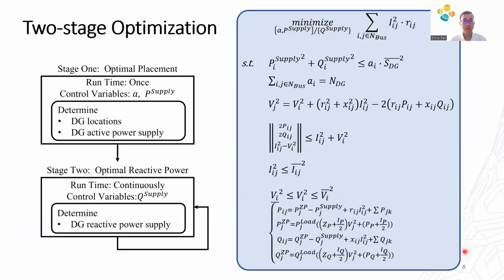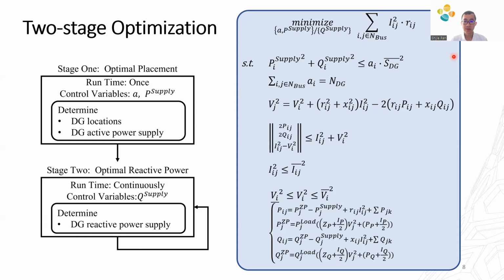And to give a more visual illustration of how our optimization strategy works, here is the structure of our two-stage optimization. First, we look for the optimal placement of DGs in the system, and then we run the second stage optimization continuously to find how much reactive power the DGs should supply according to different load demands. And the right part here is the mathematical formulation of our optimization.